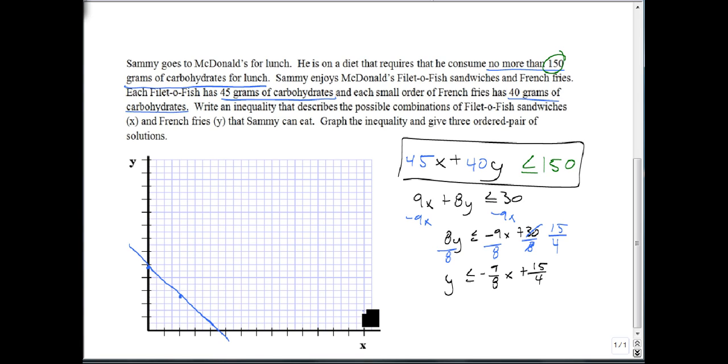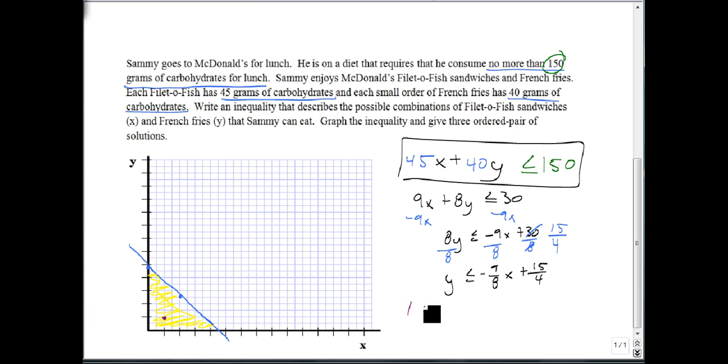And notice it's a less than or equal. And notice that I'm only looking in quadrant 1 because we can't eat negative french fries and we can't eat negative sandwiches. So we're looking in this region right here. And so now it asks to pick 3 coordinates that work. So I'm going to pick 1 and 1.